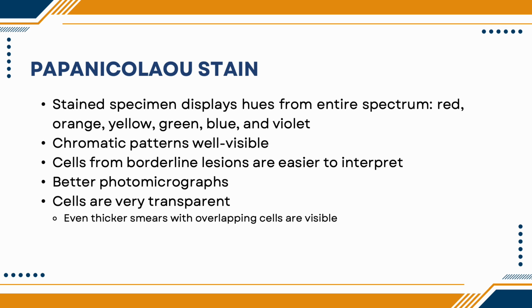So, for the Papanicolaou stain, stained specimens display hues from the entire spectrum. So, they appear red, orange, yellow, green, blue, and violet. So, chromatic patterns are well visible, and cells from borderline lesions are easier to interpret, producing better photomicrographs due to the multicolor attributed to different stains, and the cells are rendered very transparent. Even thicker smears with overlapping cells are visible. So to better appreciate a result of a Papanicolaou's technique, let's look at images.